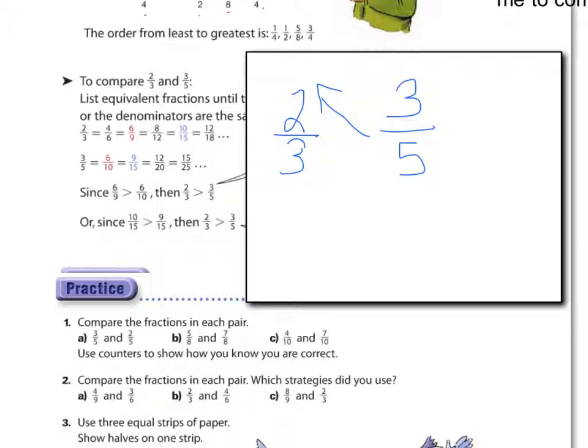So 2 times 5 is 10. Sorry, that didn't turn out very well. Let's fix that up there. 10. And then we cross multiply the other way. 3 times 3 is 9. So that means then 2/3 is the larger of the two fractions.